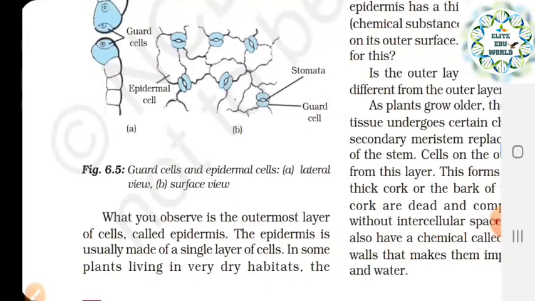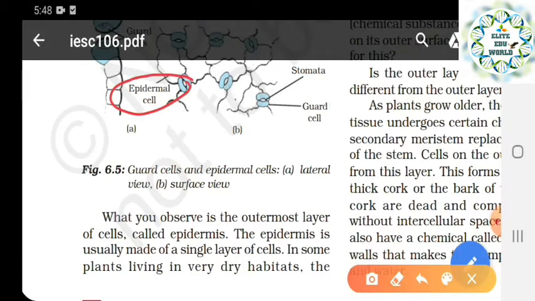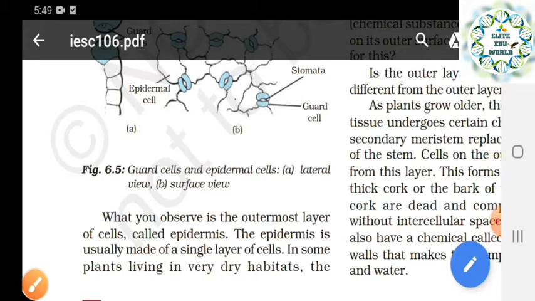What we observe is the outermost layer of cells called the epidermis. So here, what is called the epidermis is the outermost layer. These are the cells which make up the epidermis, and the epidermis is the outermost layer of the plant. So what is the function of this epidermis? It is made up of a single layer of cells. Normally the epidermis is made by a single layer of cells, but when we are talking about a plant living in a very dry habitat, there is a scarcity of water.